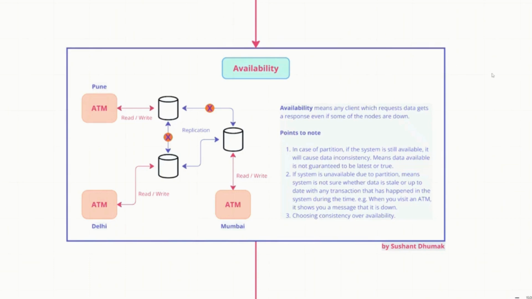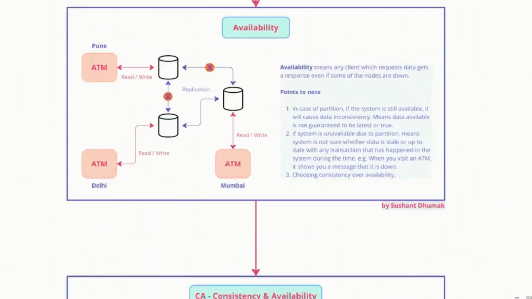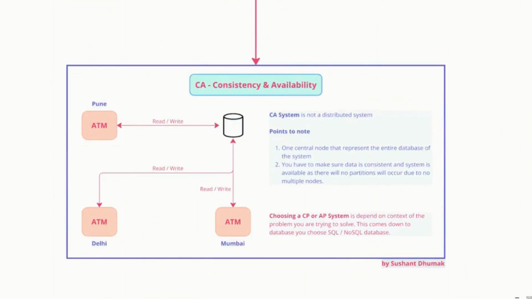Why can't we design a system which will not have, see, partition tolerance still will be there, but still, why can't we design such a system? So let's look at that part. Here I'm talking about consistency and availability for a system. If you look at this diagram, it will clearly show that now the system is not a distributed system.